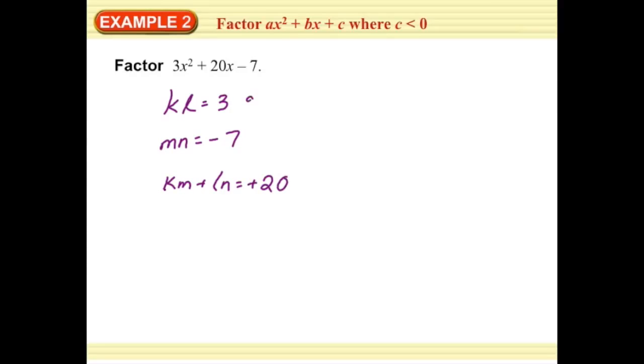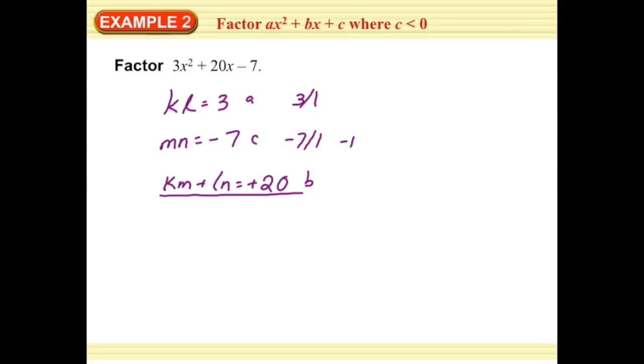The b value is definitely the most complicated piece, and I kind of leave that until the end, and I use a guess and check method. There's no exact science to this. I just kind of figure it out. So with the kl, the factors of 3 are 3 and 1. And with the mn, the factors of negative 7 are negative 7 and 1, or negative 1 and 7.